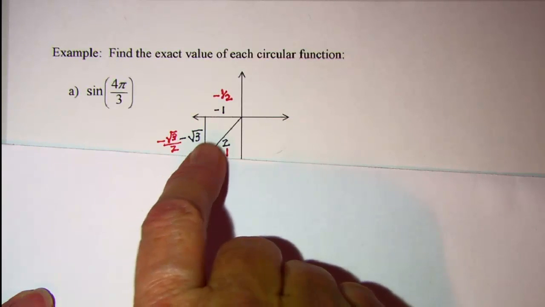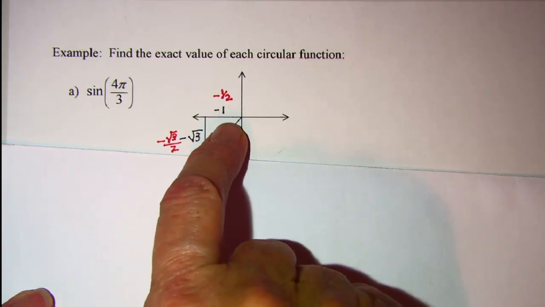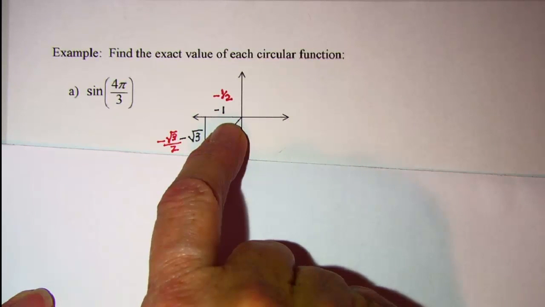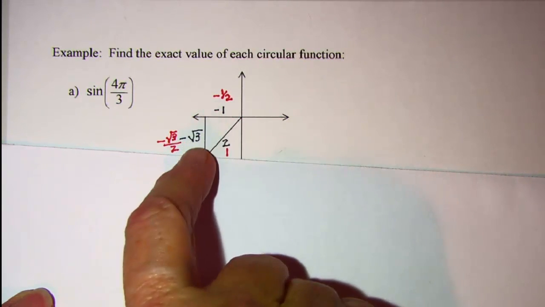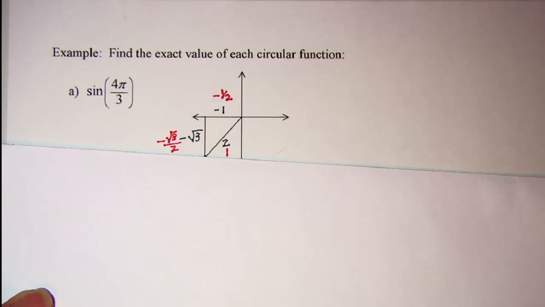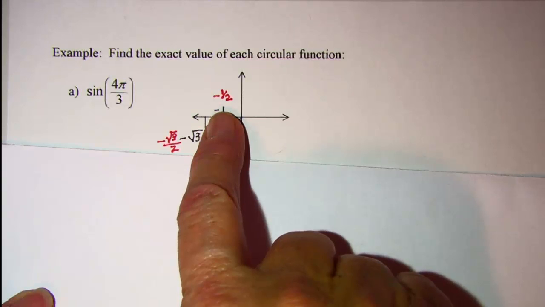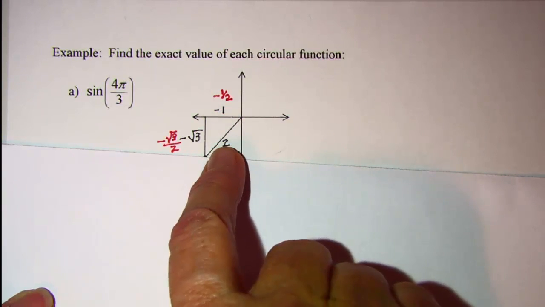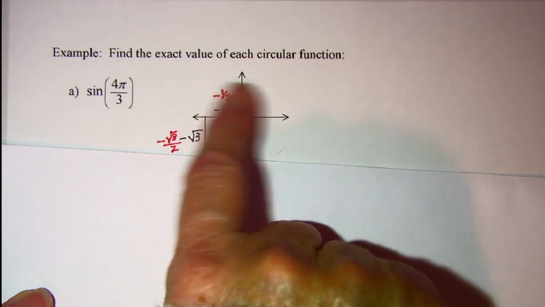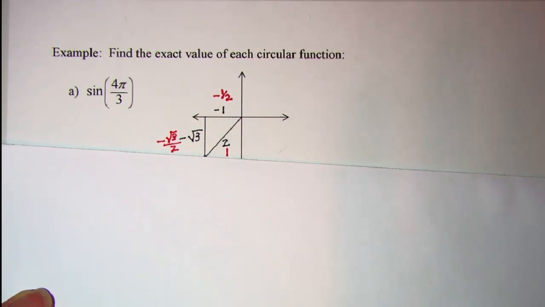Since we know, though, that it's a 60-degree reference angle, or pi over 3, then we know that the sides are going to be: the side opposite is root 3 and negative because it's down. The side adjacent is 1, and it'll be negative because it's to the left. And then my hypotenuse is 2. Now these are the ratios that we've learned in the past.